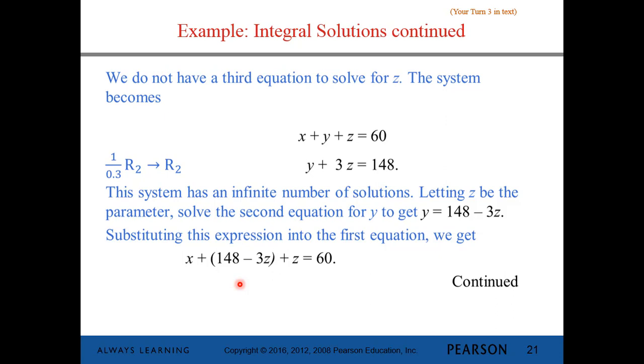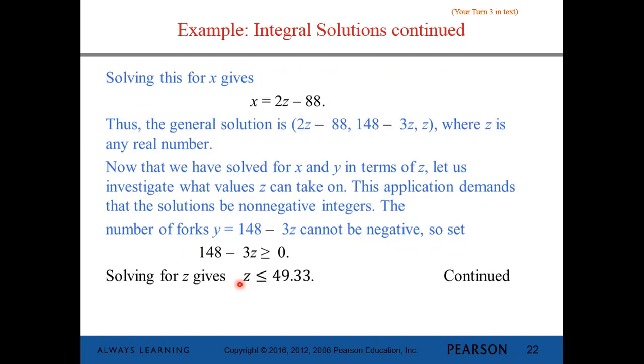That way, whatever we make z, once we pick a value for z, we know what the other two values in the particular solution would have to be. So in this case, here's our general solution. It's going to be 2z minus 88 for x, 148 minus 3z for y, and then of course z for z, where z is any real number. Now we can be given any z value, and we know what the other values are going to be.